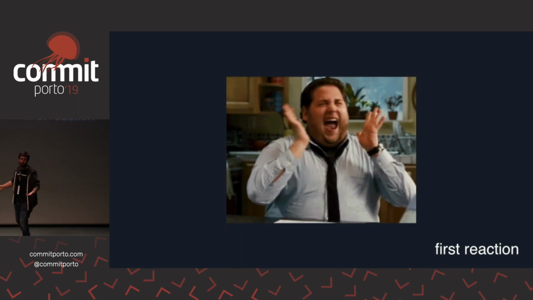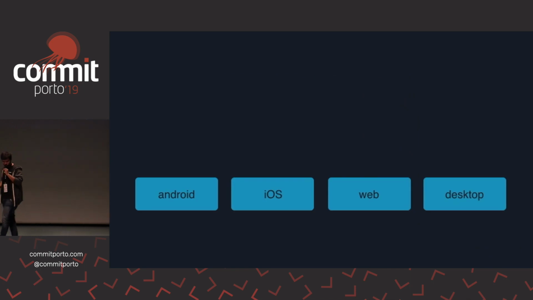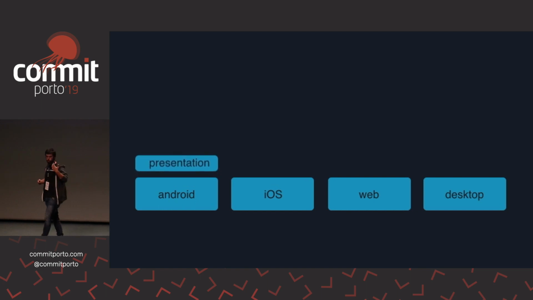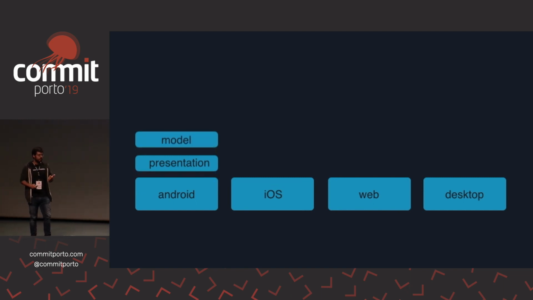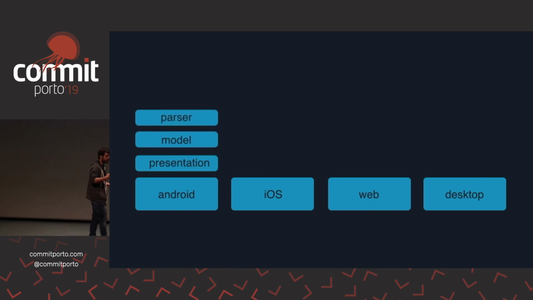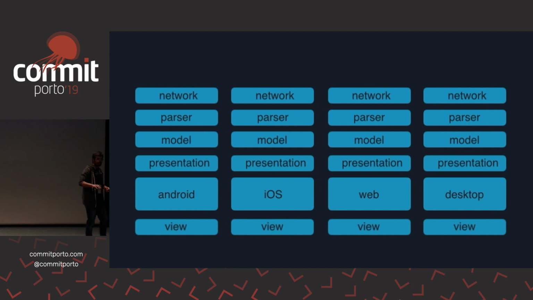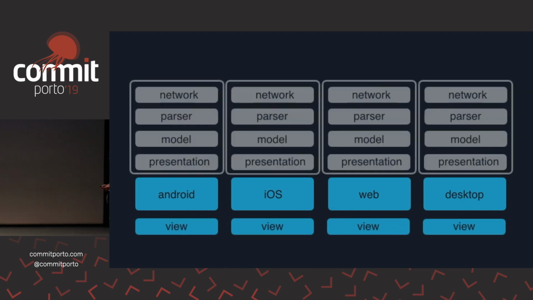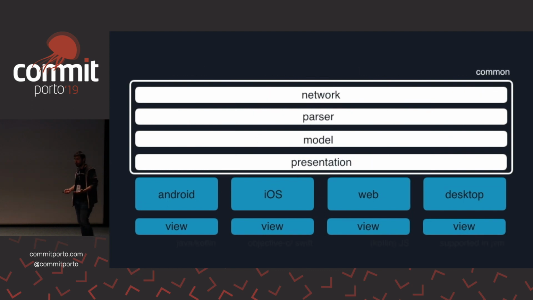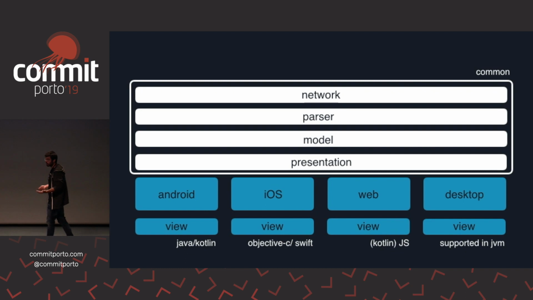So this is our first reaction to Kotlin. Come on, it's cool. We'll see in a bit. So let's assume that you want to develop an application, mobile, web, wherever. You will typically have the presentation layer, especially if you're following some clean architecture model. You'll also have your model, the parser, the network requests if you make them, and your view. And you have exactly the same thing on all platforms. You're going to have similar code written on a lot of platforms, so why should you waste time rewriting the same code just for a different platform?